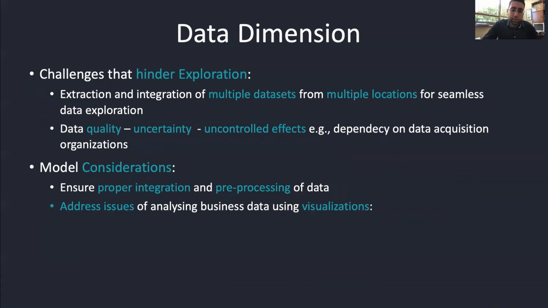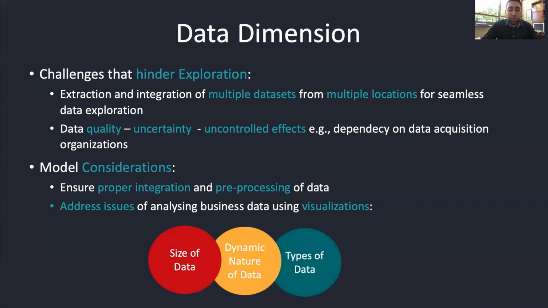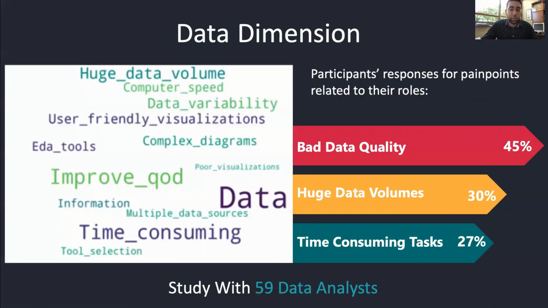The data dimension, of course, comes with a lot of challenges, like, for example, extraction and integration of data from multiple sources for supporting seamless data exploration, and other problems such as the quality of data and the uncertainty that comes with it, or other uncontrolled effects. Now, for our model in this dimension, we will have to make sure that we provide the proper mechanisms for adaptation and integration. Also, we have to take care of issues like the size of data when visualizing business data sets, the dynamic nature of data, the different types of data, and the different data acquisition methods.